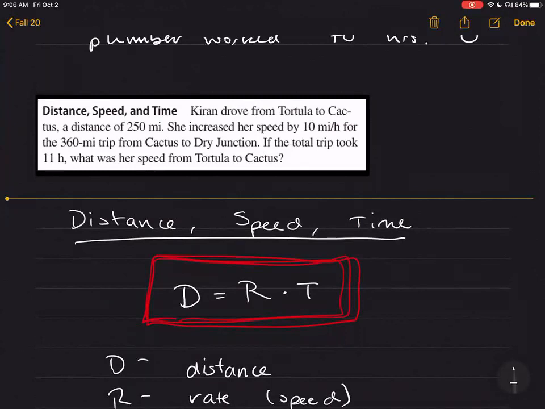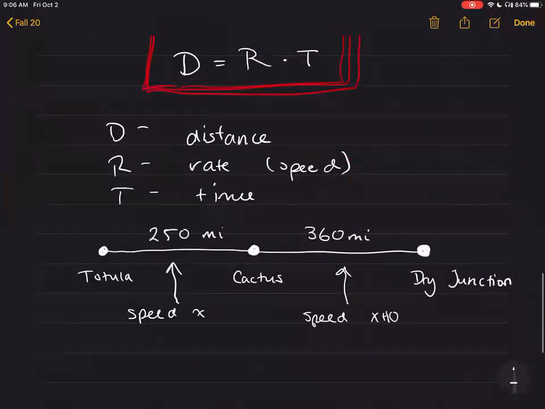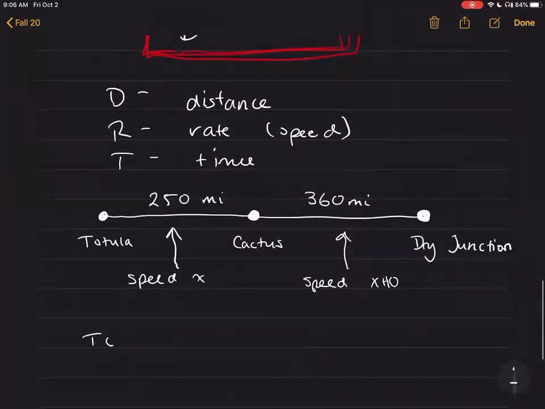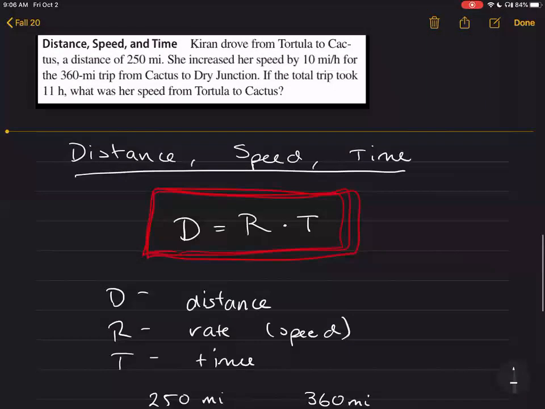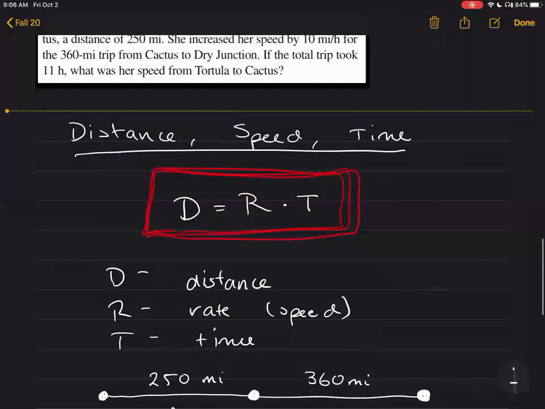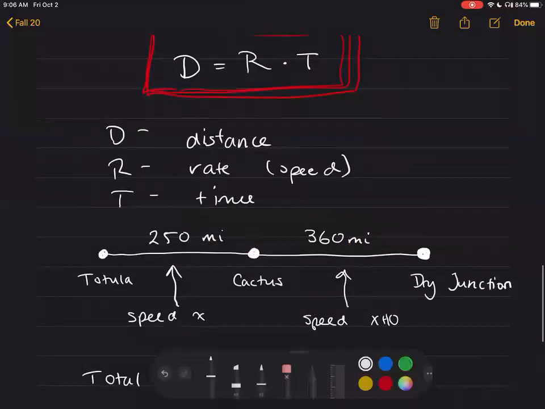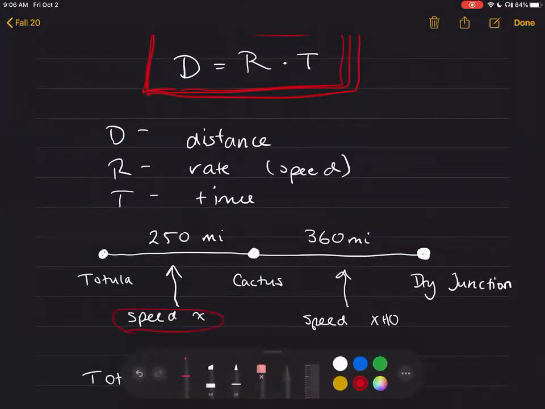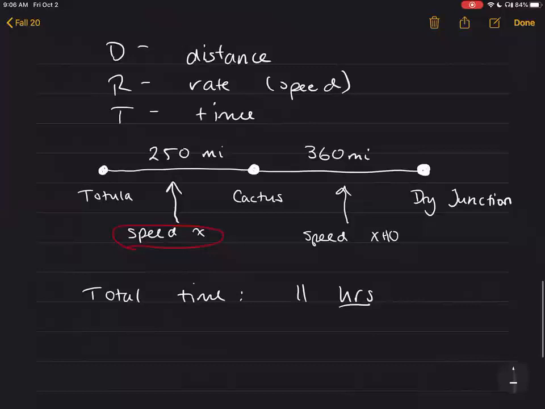We also know that the total trip took 11 hours. So total time, 11 hours. And then we want to know what was her speed from Tortuga to Cactus. So we want this speed right here, x speed.